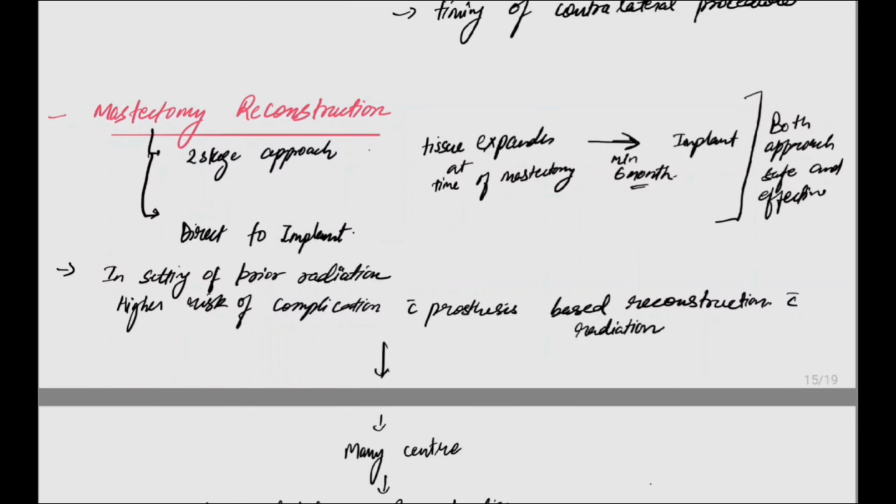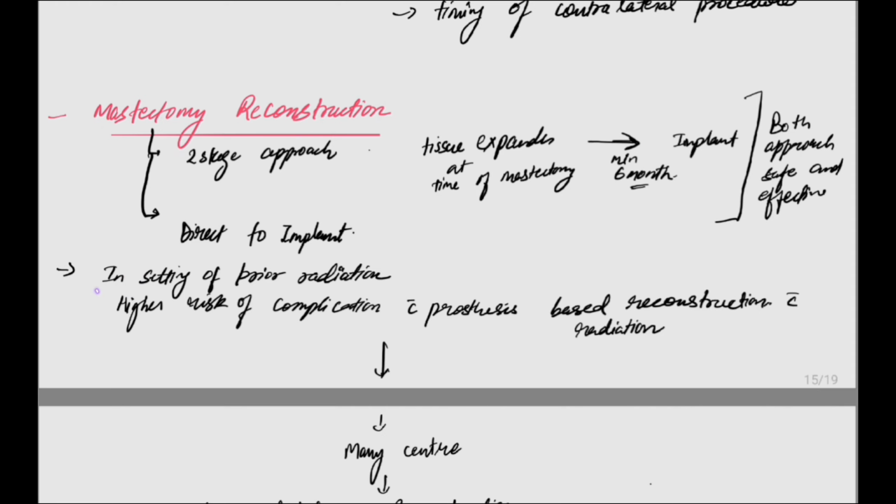Now coming to the mastectomy reconstruction, most of the centers follow two methods for the mastectomy reconstruction. The first is the two-stage approach. Here in the first stage we go for tissue expander at the time of mastectomy, and after 6 months we go for the implant, and the other method is direct to implant. Both approaches are safe and effective. These approaches are done when there is no history of previous radiation therapy.